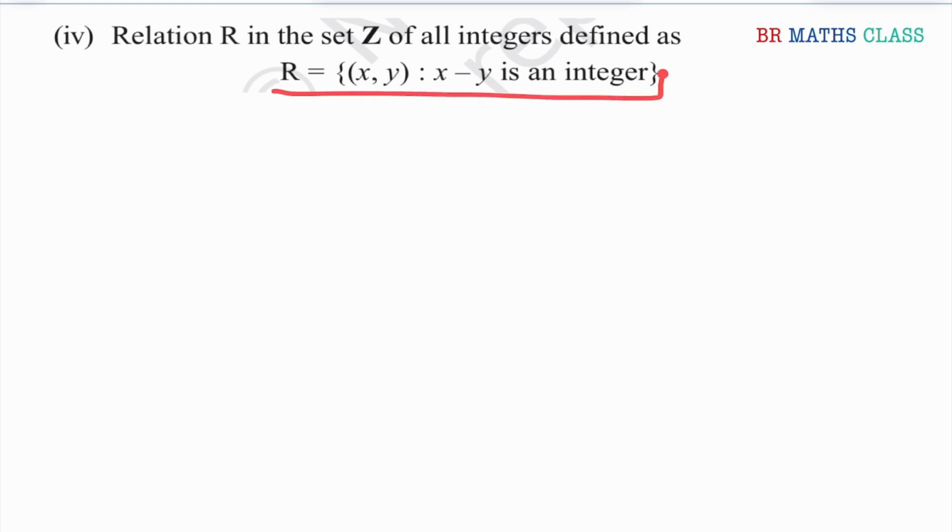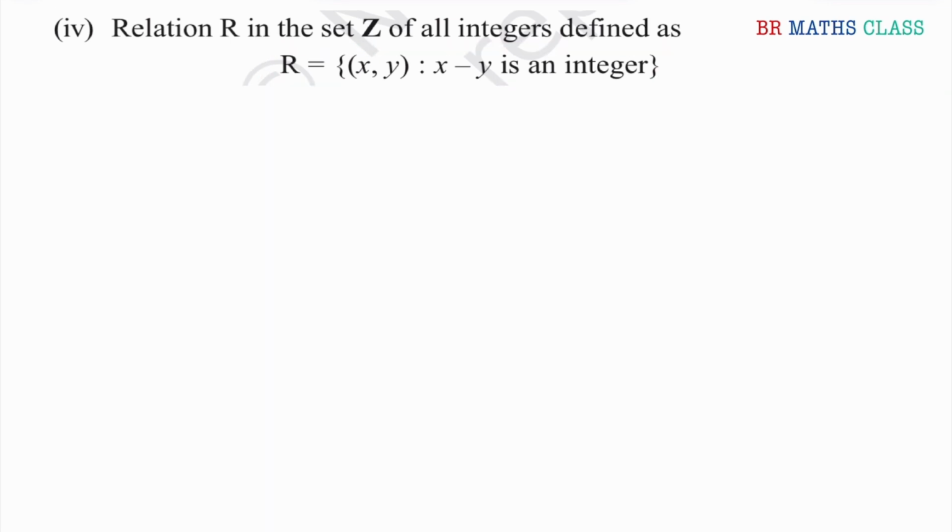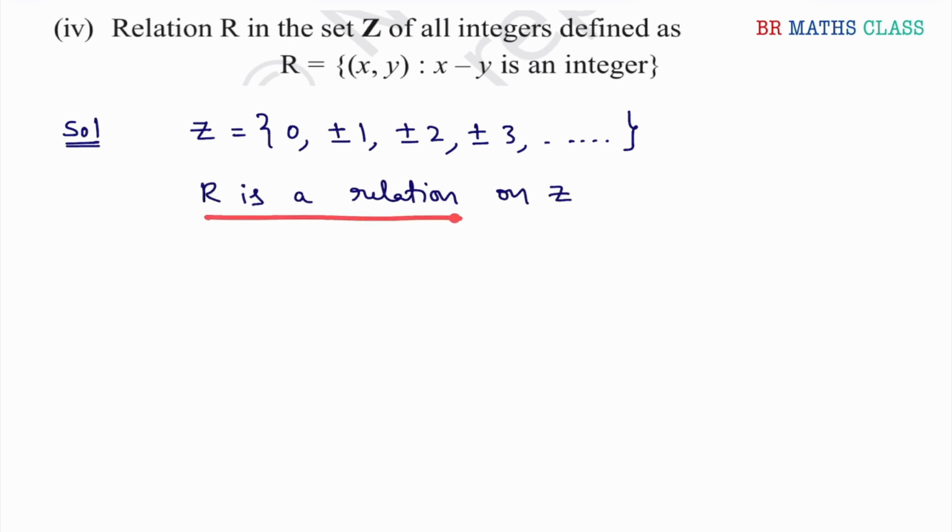Now you observe this fourth bit. We need to check whether this relation is reflexive, symmetric or transitive. Before going to that, we'll write the three points we need to observe from this question. First point: this relation is on which set? This relation is on set Z. What are integers? You know, 0, plus 1, minus 1, plus 2, minus 2, plus 3, minus 3. These are the integers. Second point: R is a relation on what set? They gave in the question that R is a relation on Z.